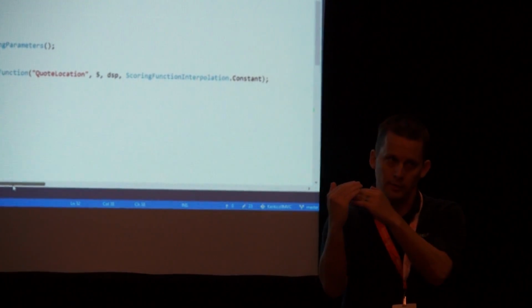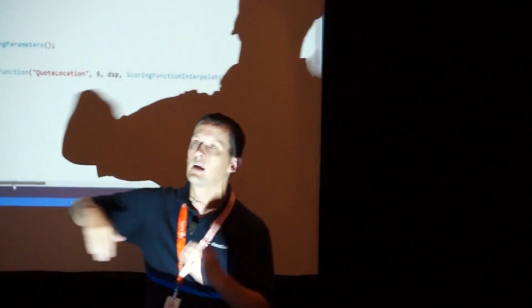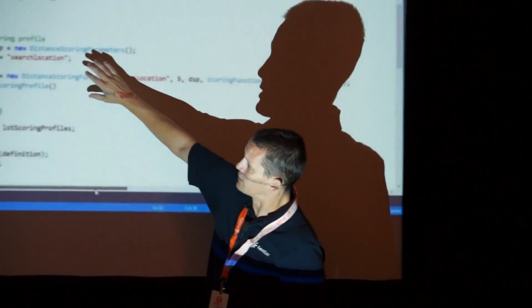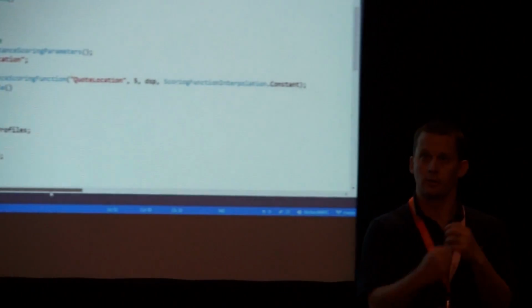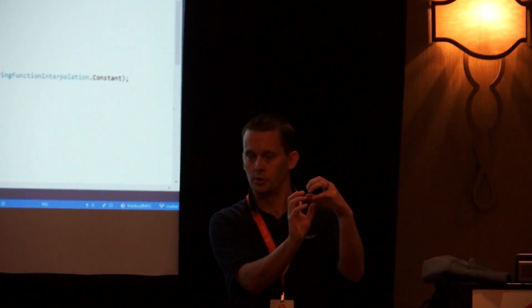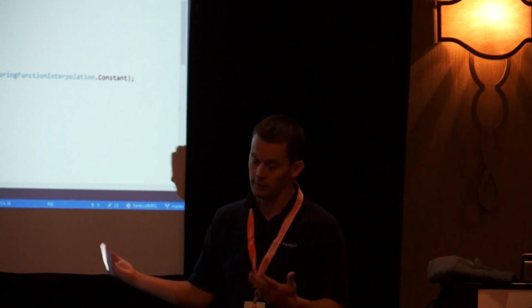If quotes are more relevant to the value you're looking for, there's another scoring profile called quote text. It's going to rank those higher. And then this one is a complex one called quote location that I'll show you, where you can search based on a particular location, a latitude and longitude, and it will calculate which one is closest to you. That's why I have the quote latitude and longitude, so I could demonstrate that.